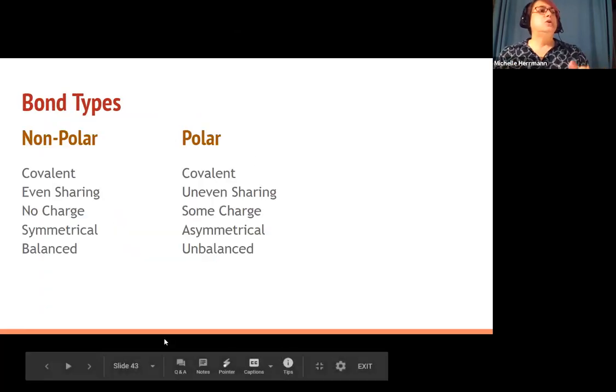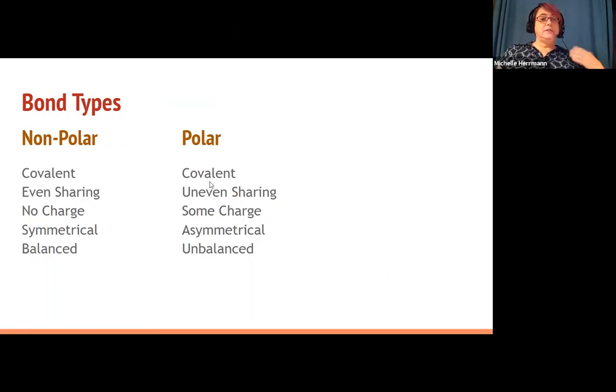If we're looking at bond types, things that are non-polar are both covalent, right? They're both sharing. The difference is that polar has uneven sharing. So I end up with the electrons on one side more than the other, and it creates poles.